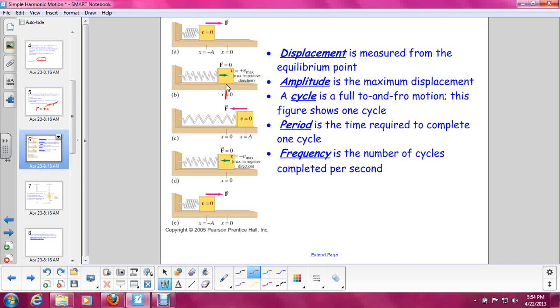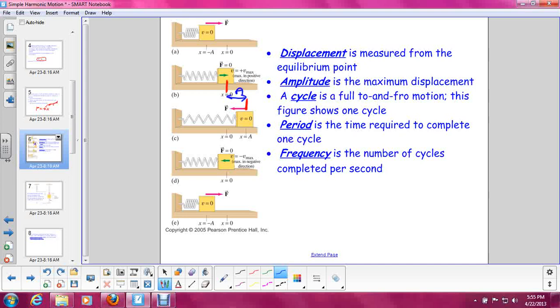So if this is equilibrium right here, and we move the box over to this point, this distance right here is the displacement. How far that box was displaced from equilibrium, or from its happy point. The amplitude is the maximum displacement. So if we start at equilibrium, and we pull that box out to here, and that's as far out as it goes, that is going to be our amplitude.